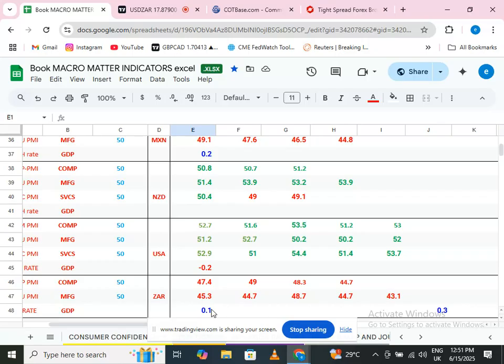So that's why I look at this pair. This pair continues to be a sell opportunity over the long run. That's why this is a very good thing to look at.